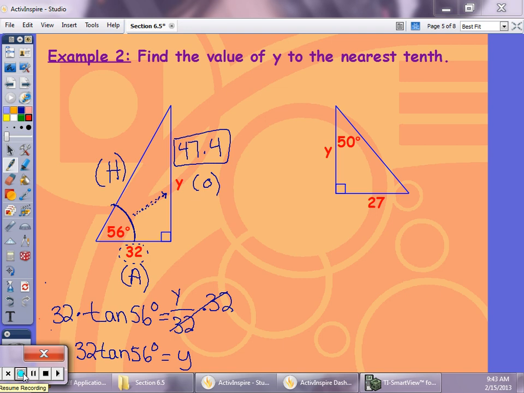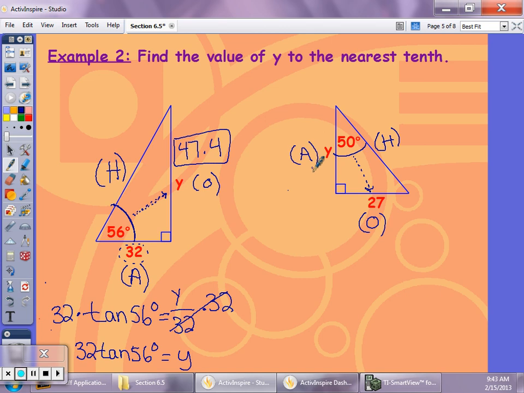Taking a look at the second example, we're also going to find the value for y. So as before, you want to go ahead and make sure you locate your acute angle, label all sides, so the side opposite the 90 degrees, your hypotenuse. This is going to be your opposite side, so a value of 27. And in this case, y is going to represent your adjacent side. So if we start setting up our ratio, we're going to take the tangent of the acute angle of 50 degrees.